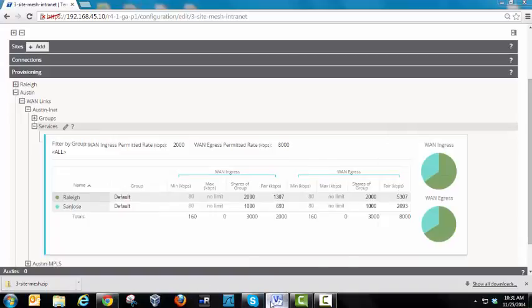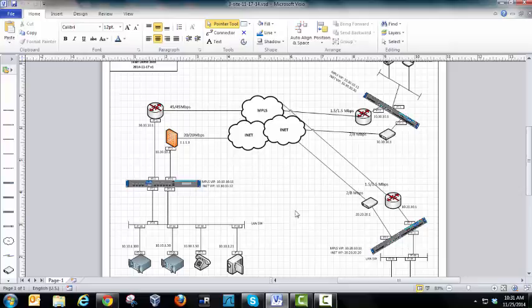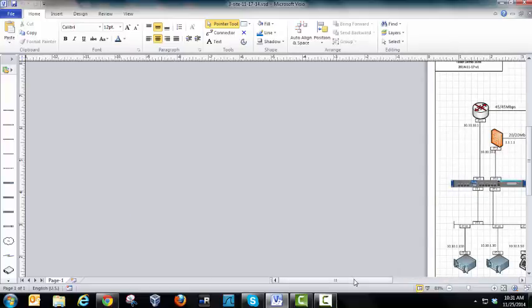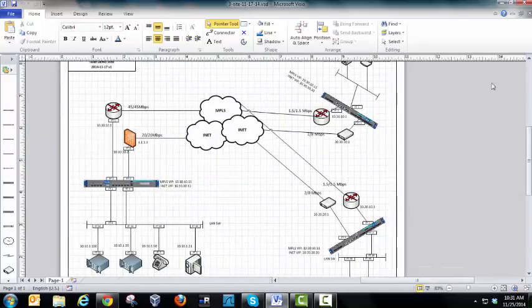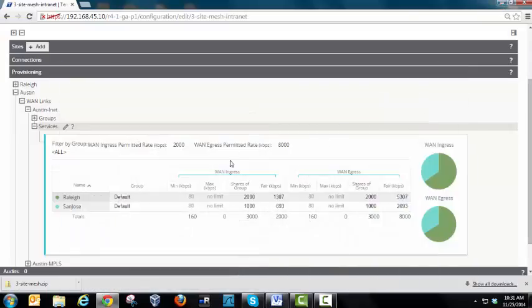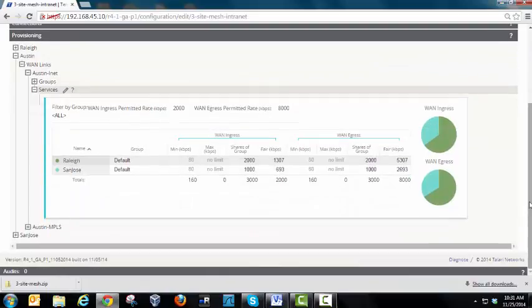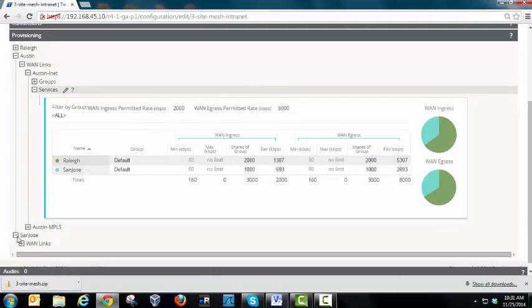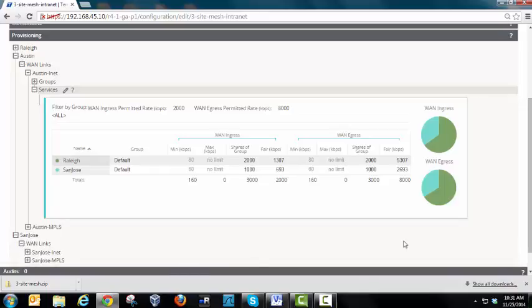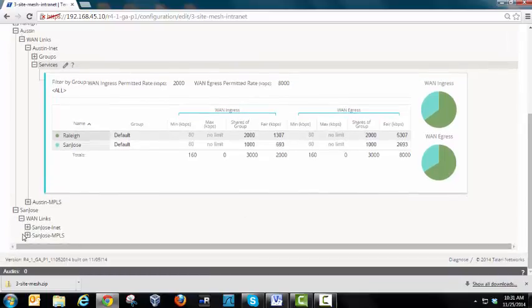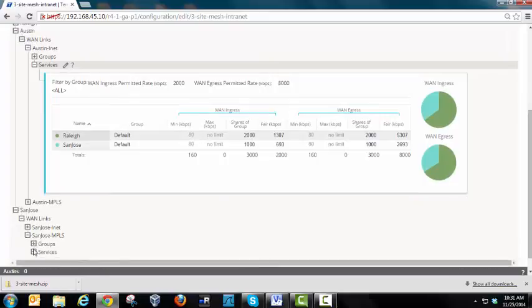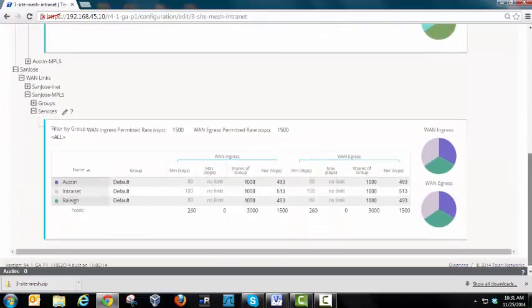So let's think about this a little bit and say, what if we had a site here that didn't have a Tulare? Let's just say this site was an intranet site, and we needed to be able to provision that. How would we provision it? Well, I have something already set up over here at San Jose, and I have the default, right? And it's going to be set at the WAN link level. So some links can be differentiated.